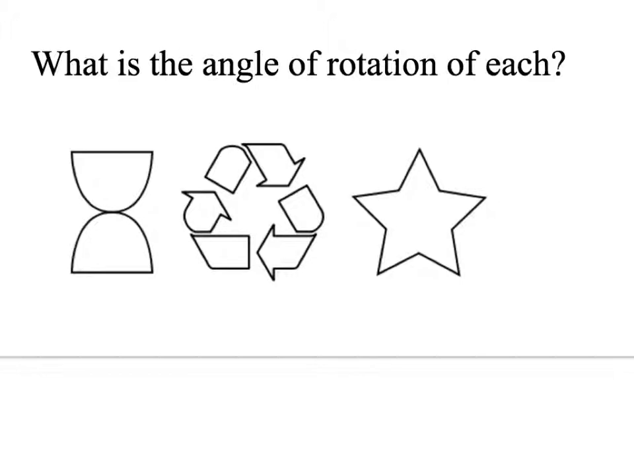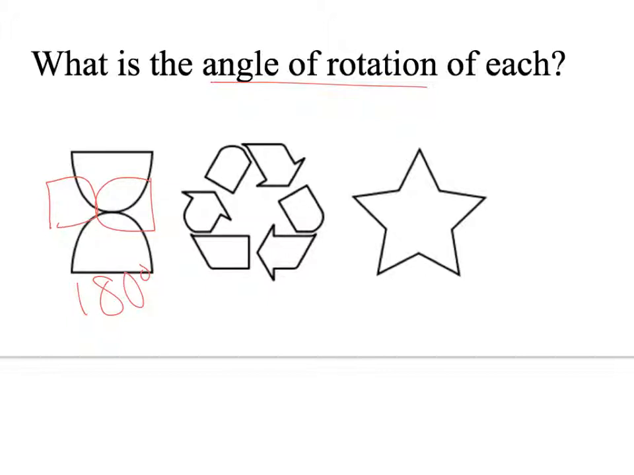Okay, next one, what is the angle of rotation of each? All three of these figures have rotational symmetry. Rotational symmetry is if you can turn it within 360 degrees and it's the exact same figure. So if I turn this one 90 degrees, it looks like something like this. But if I turn it 180 degrees, it'll be upside down, which is the same thing as right side up.